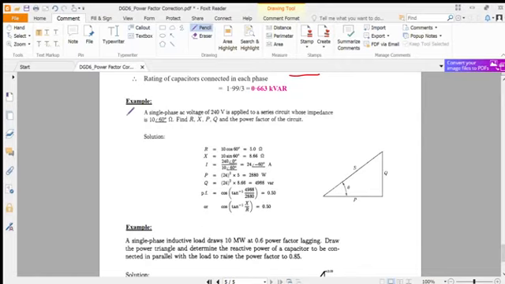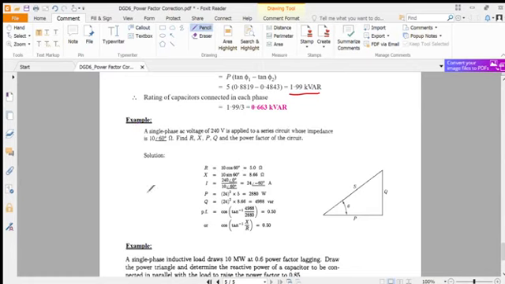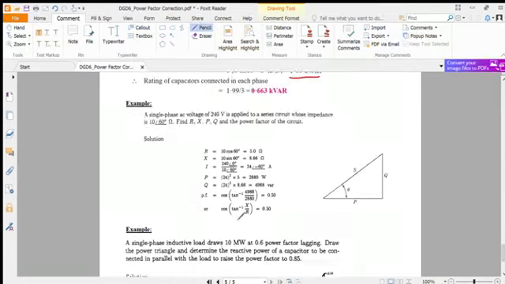That's it. And I will leave some examples for your homework so that you can understand. So these two examples are done here, and these two examples are for your homework.